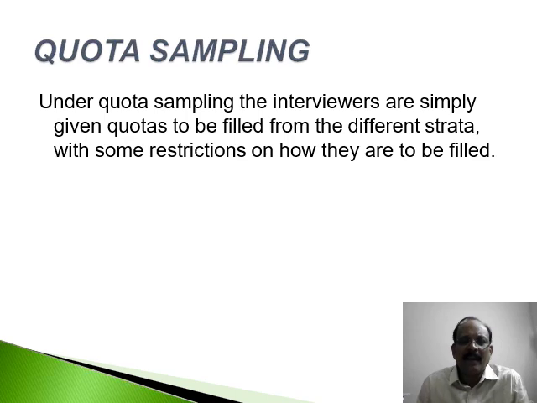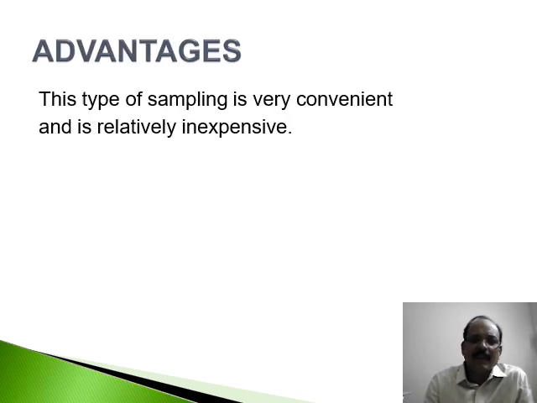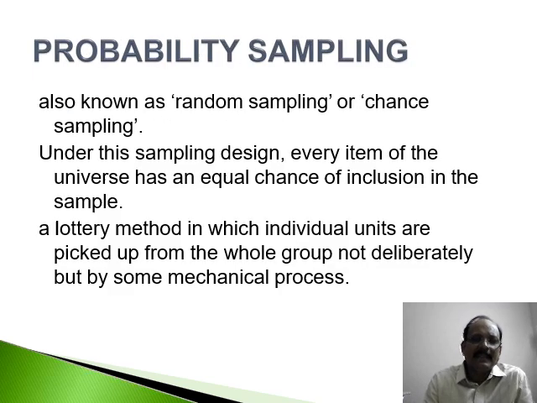And quota sampling: under quota sampling, the interviewers are simply given quotas to be filled from the different strata. Strata means subgroups, and the entire population can be converted into subgroups, and based on that, with some restrictions, how they are to be filled. That is the quota. What is the advantage of this? This type of sampling is very convenient and is relatively inexpensive. That is the advantage.